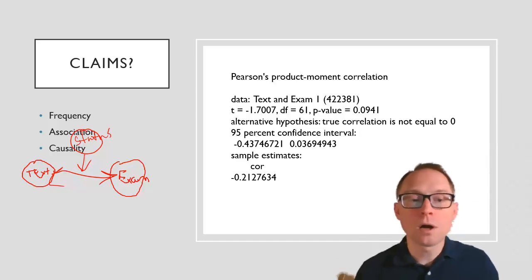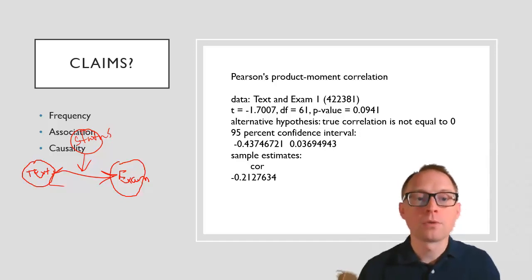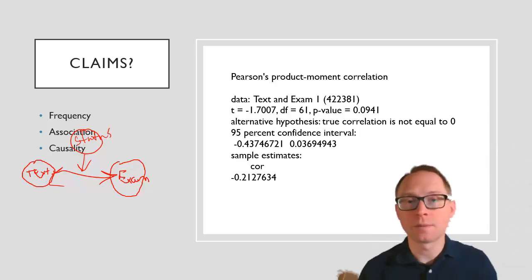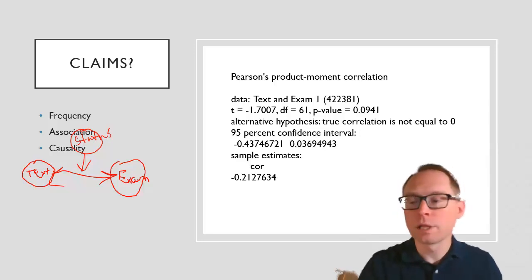This is no longer a bivariate relationship. This is a moderated relationship. The relationship status is moderating the relationship between text and exams. We'll get into this a little bit more later on, right? But this would be a moderated relationship.